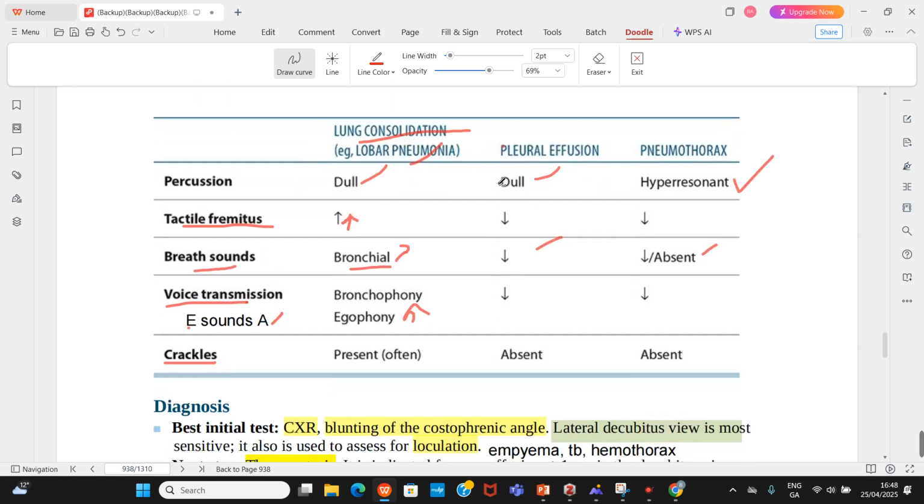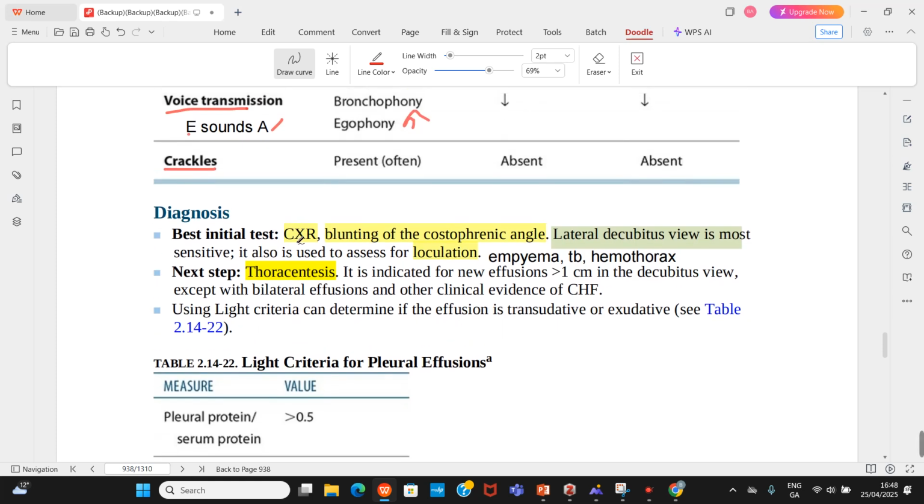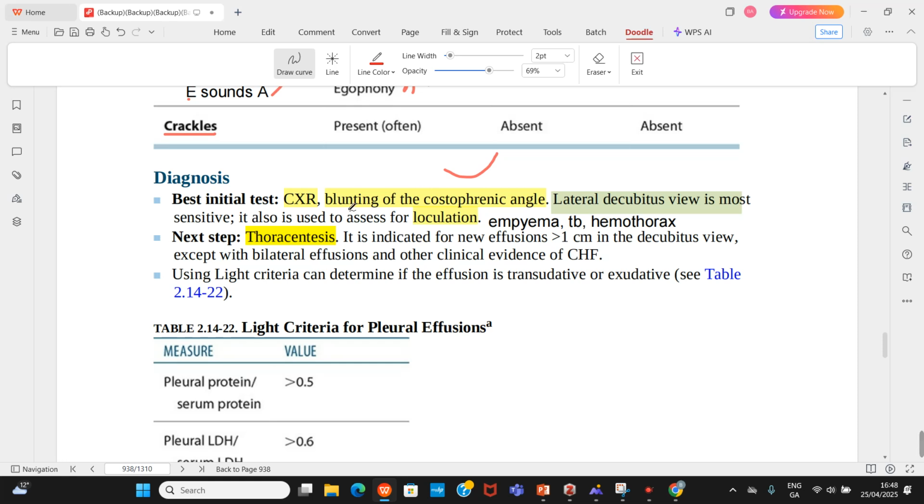Why are we percussing dull tissue? Why is tactile fremitus reduced? If we do the X-ray, we are going to see what I showed us initially. There's going to be blunting of the costophrenic angle with the meniscus sign. After that, the best next step is to order thoracentesis. So you want to take a sample of that collection in that area, and you send that for study.